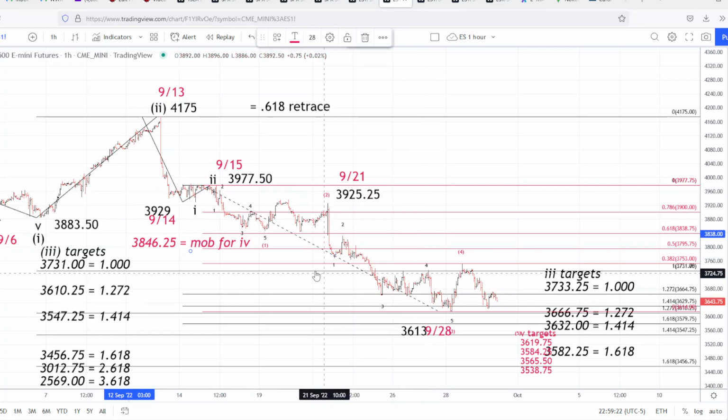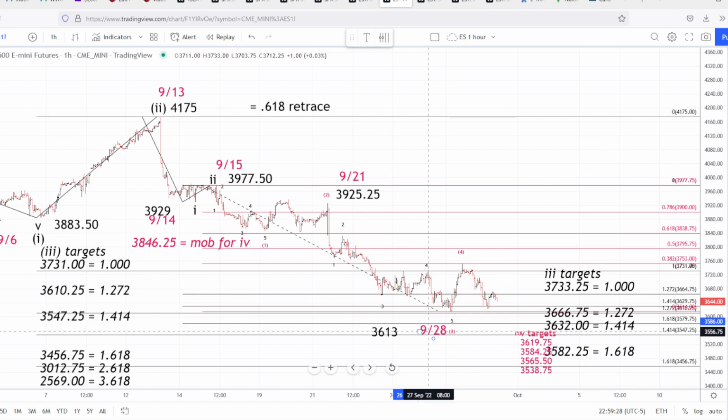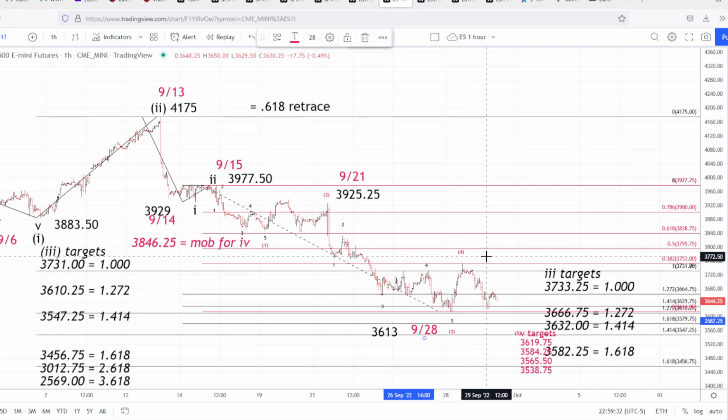Another 5 waves down, if you can see it in black. 1, 2, 3, 4, 5, which makes the larger wave 3 in parentheses. And then we've got a 4, and here's where we are right here. Interesting point in time, because this 4 hit right on within a point and a quarter of the 382 retracement. We need to see this thing break below that low at 36.13 to let us know that 4 up is over and 5 down is in play.